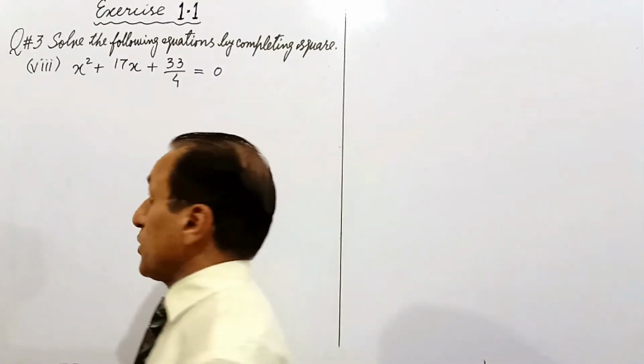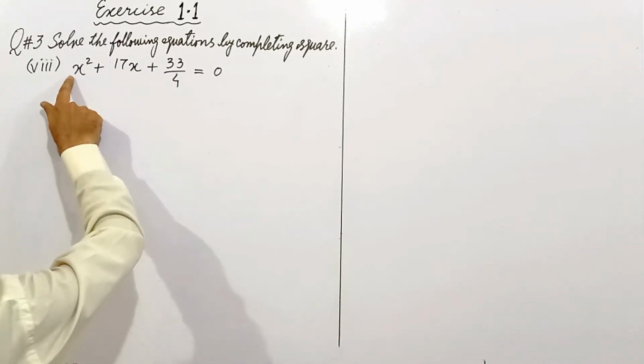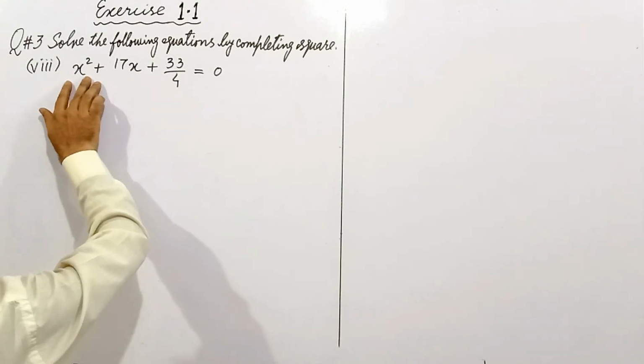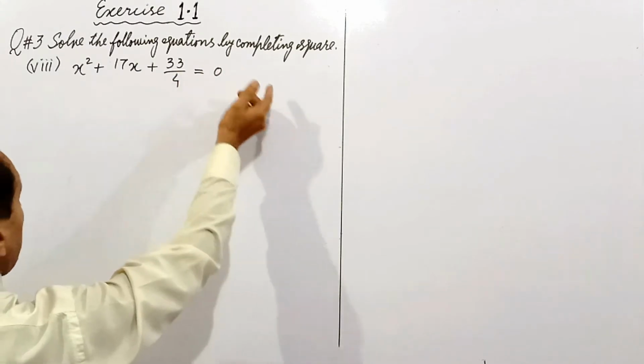We use the completing the square method to solve it. In the first step, we have to remove the quadratic coefficient. As it is 1, there is no need for that first step. We move to the next step, and that is we take the constant term to the right hand side.